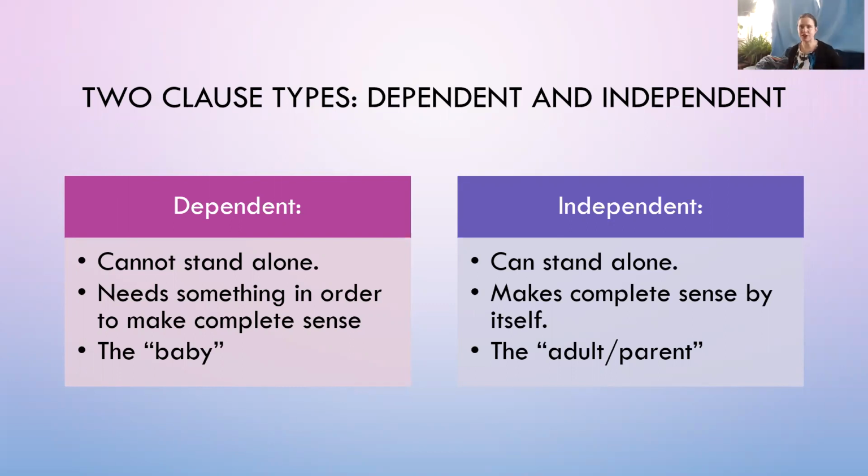Now, the independent clause can stand alone. It makes complete sense by itself. If there's a subordinate conjunction, the dependent clause would need to be attached to an independent clause. But the independent clause will never need to be attached to a dependent clause in order to make sense. It's like the college student who's now out on their own, ready to tackle whatever comes their way.